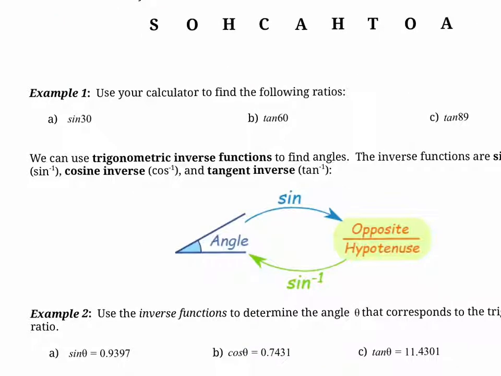Just to make sure that your calculator is working, it must be on degrees. There's multiple ways to measure an angle, and we're going to work in degrees. So just pop this into your calculator and make sure you get the same thing. When you put in sine of 30 into the calculator, you should get a half, or 0.5. If you put in tan of 60 into the calculator, you should get approximately 1.73. And if you put tan of 89 in the calculator, you should get approximately 57.29.